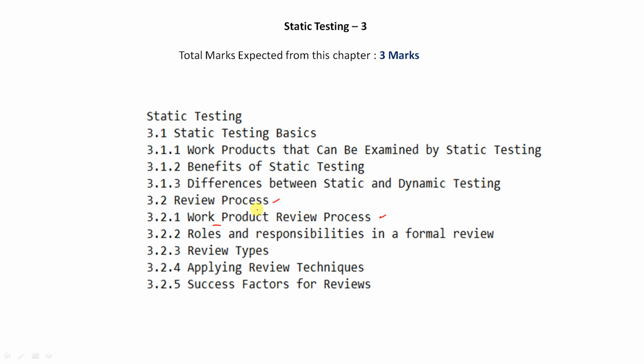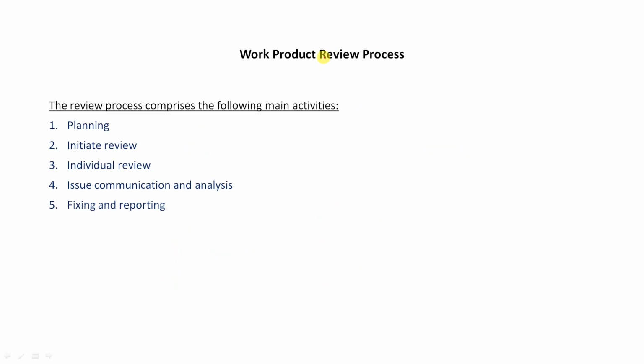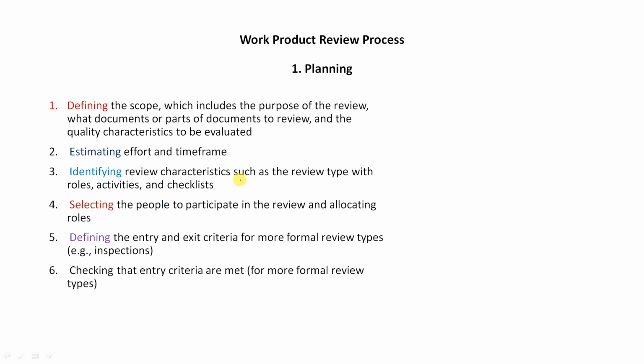For reviewing the work products, we have to follow a few processes. So what are all those processes that we are going to see in this video? The review process comprises the following main activities. These are the 5 main activities that the review process carries. Even in your organization, if you are doing reviews, they will be comprised within these 5 activities only.